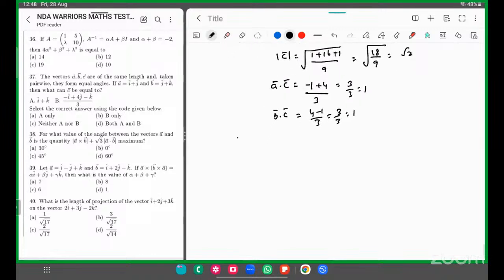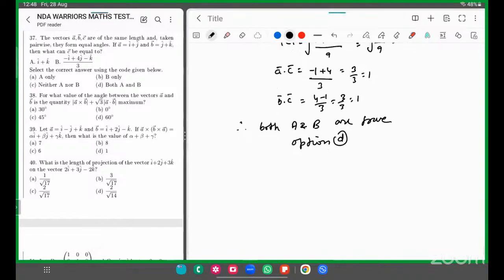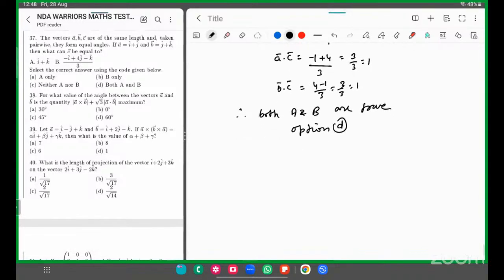Therefore, both A and B are satisfying. Both A and B are true. Therefore, you have to take option number D. Going to 38th number question. For what value of the angle between the vectors A and B is the quantity this maximum? 38.